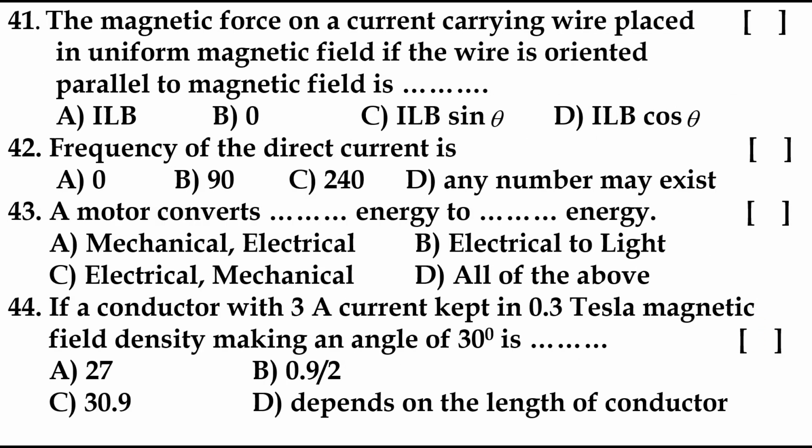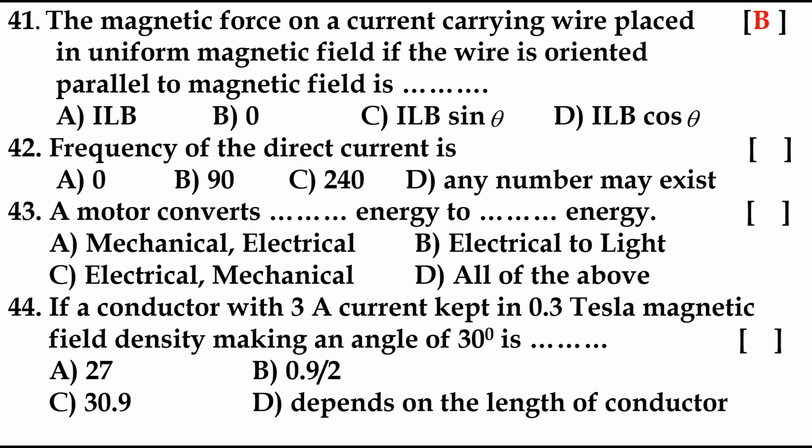ILB sin theta. 41. The magnetic force on a current carrying wire placed in a uniform magnetic field if the wire is oriented parallel to the magnetic field is A. ILB. B. 0. C. ILB sin theta. D. ILB cos theta. Answer is B.